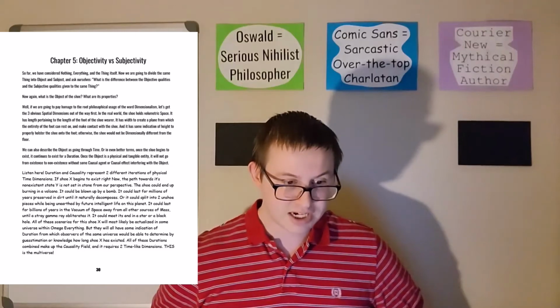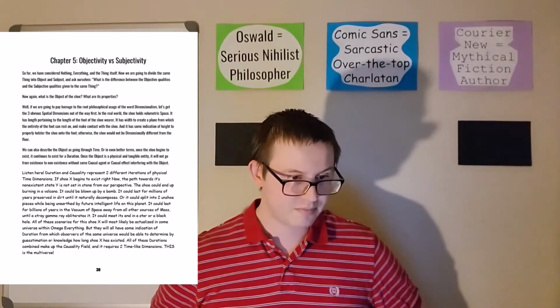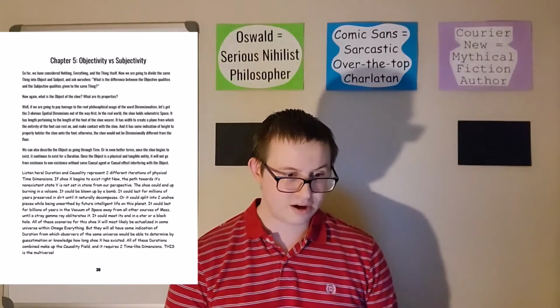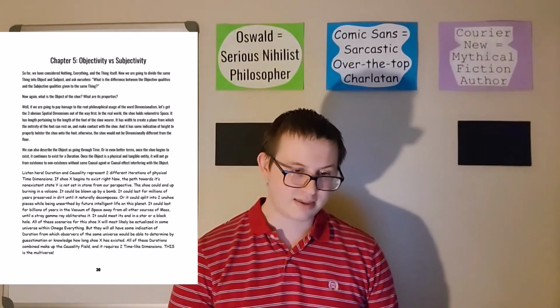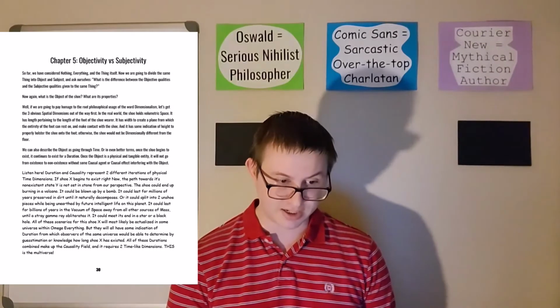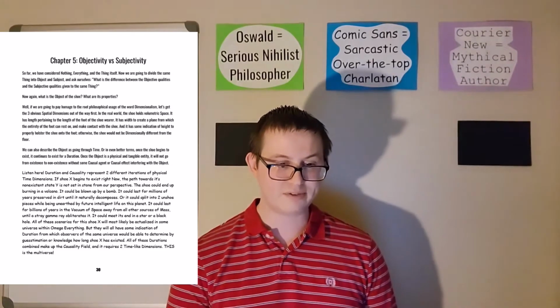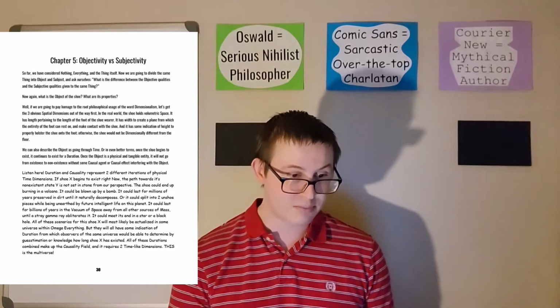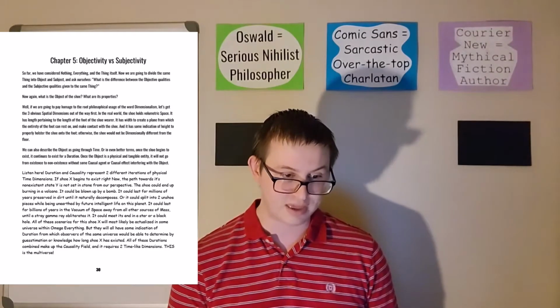Chapter 5. Objectivity versus Subjectivity. So far we have considered nothing, everything, and the thing itself. Now we are going to divide the same thing into object and subject and ask ourselves, what is the difference between the objective qualities and the subjective qualities given to the same thing?